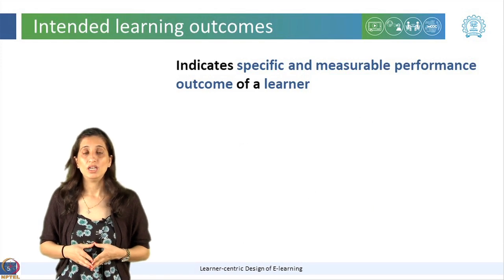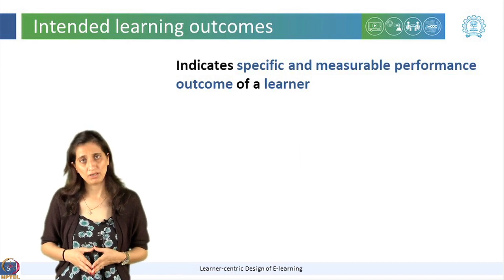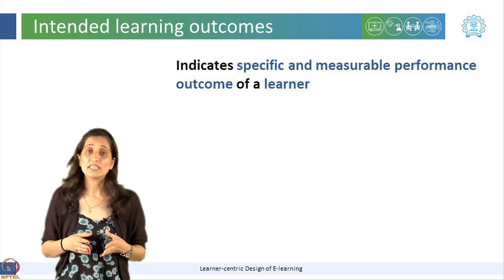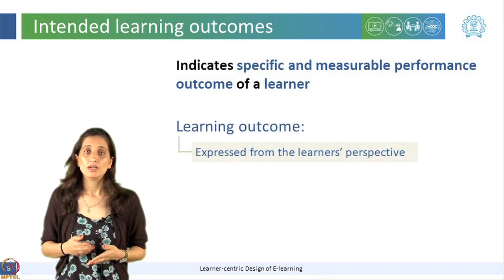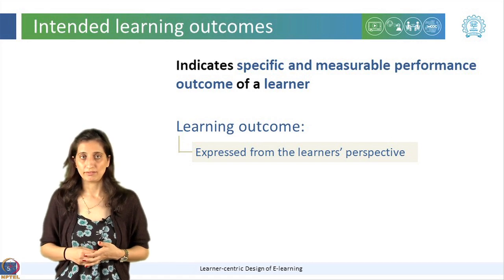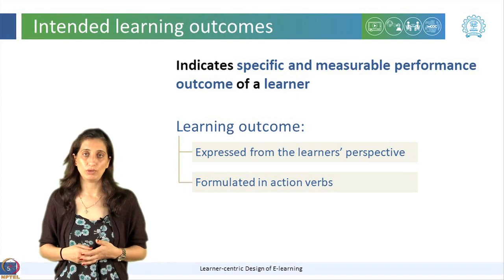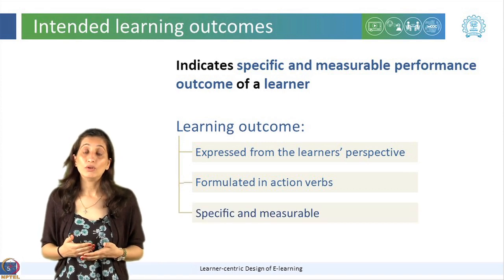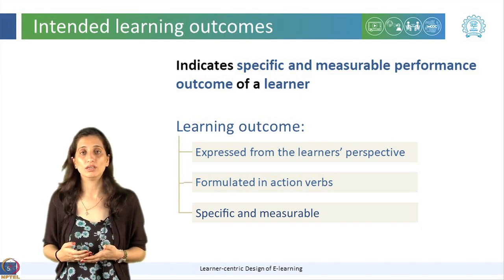By definition, learning outcomes should indicate specific and measurable performance outcomes of a learner. Now, when we state these performance outcomes in a learner-centric e-learning environment, a few requirements should be met. The first one is that the LOs should be expressed from the learner's perspective and not from the instructor's perspective. The second one is that the LOs should be formulated in action verbs.